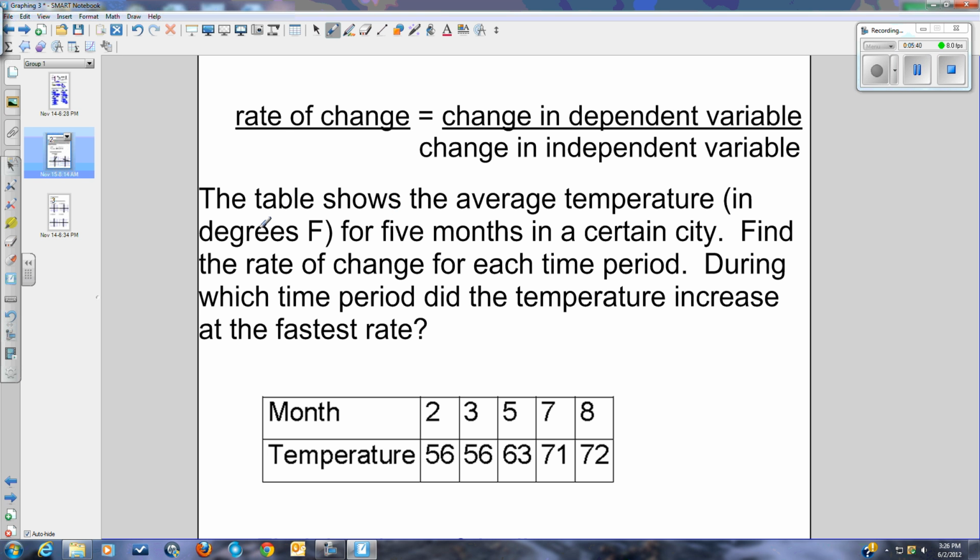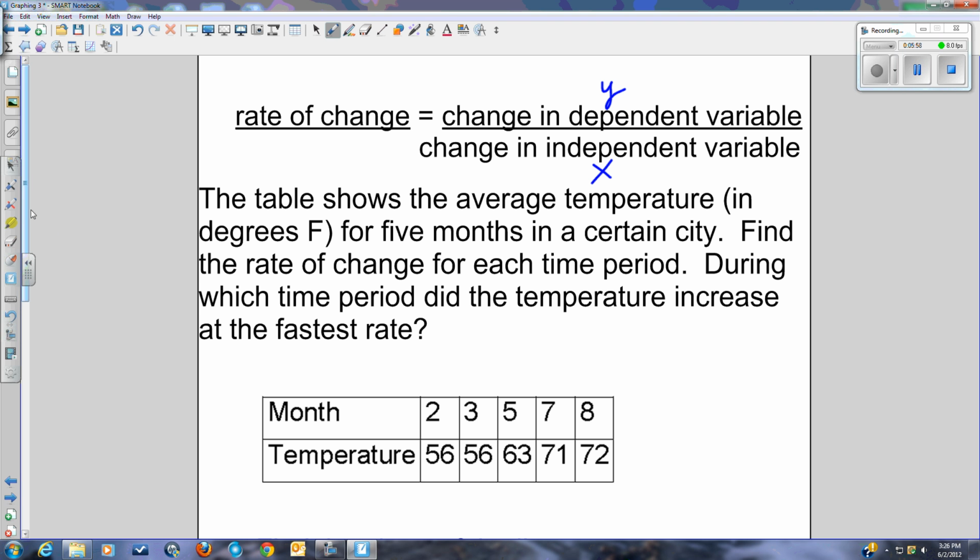Slope is just simply a rate of change, and the rate of change is equal to the change in the dependent variable divided by the change in the independent variable. So we can think of this as a change in y over the change in x. Remember, dependent variables are represented by y, independent variables are represented by x. Now it says the table shows the average temperature in degrees Fahrenheit for 5 months in a certain city. Find the rate of change for each time period. During which time did the temperature increase at the fastest rate?